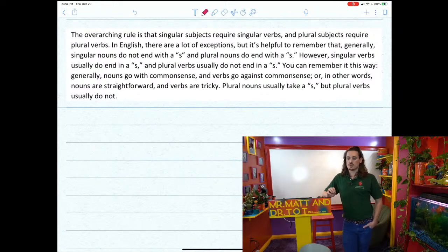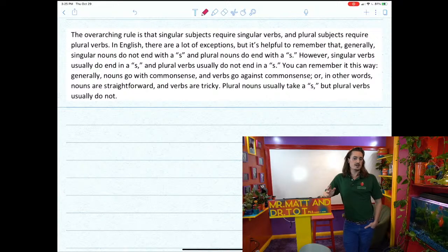So for example, nouns make common sense. So a plural noun you would expect to end in S, and a singular noun you would not expect to end in S because it's singular. Verbs are opposite that. So a singular verb you would usually, and remember there's a lot of exceptions, usually expect to end in S. And you would usually expect a plural verb to not end in S. It's the opposite of what happens to nouns.